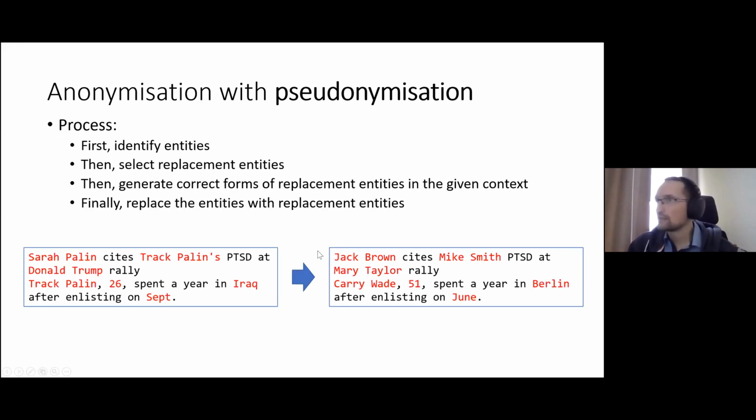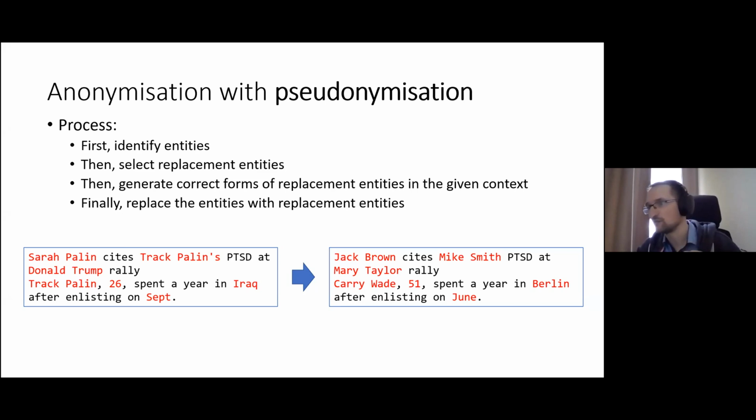The next method is anonymization with pseudonymization, where we first identify entities, then we select replacement entities. So entities that come from the same category. For instance, for person names, we use random different person names. We generate correct forms, sometimes depending on how well our anonymization implementation works. And we replace the entities in the text with the replacement entities.